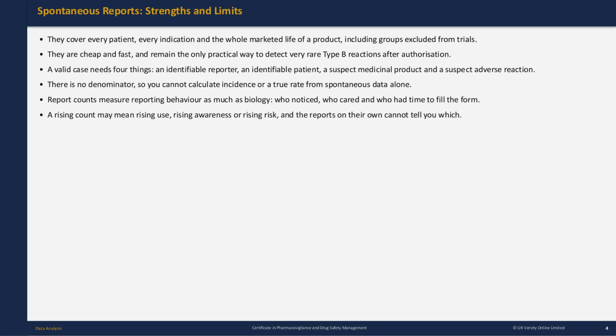They cover every patient, every indication, and the whole marketed life of a product, including groups excluded from trials. They are cheap and fast and remain the only practical way to detect very rare type B reactions after authorization. A valid case needs 4 things: an identifiable reporter, an identifiable patient, a suspect medicinal product, and a suspect adverse reaction. There is no denominator, so you cannot calculate incidence or a true rate from spontaneous data alone.